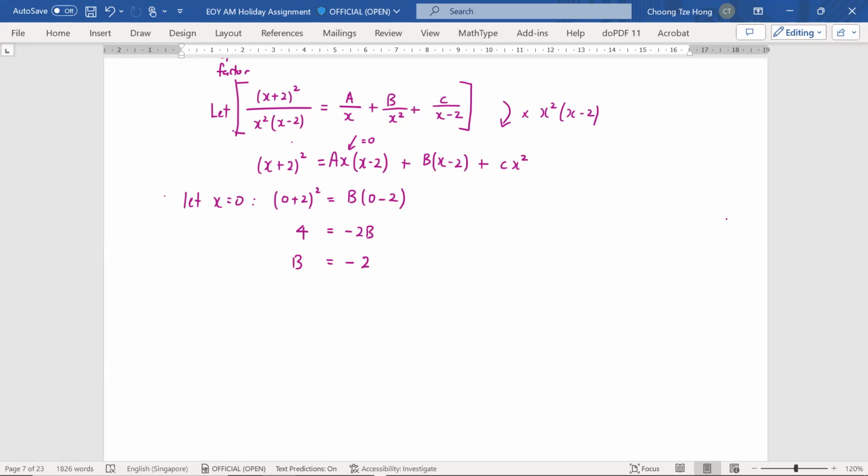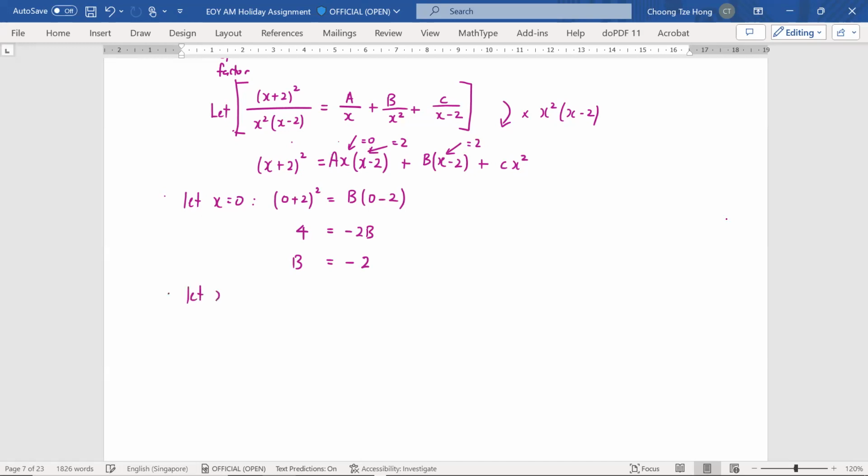If you have guessed x to be 2, you are right. Because if I let x be equal to 2, we have 2 minus 2, so 0, and a will be gone. Then over here, 2 minus 2, b times 0, b will be gone. Then I can find c. So that's what we are going to do.